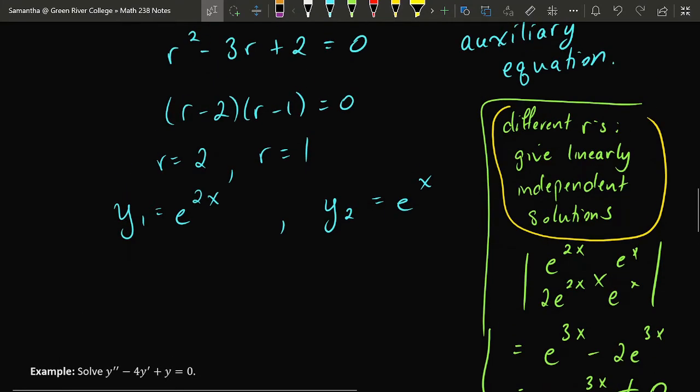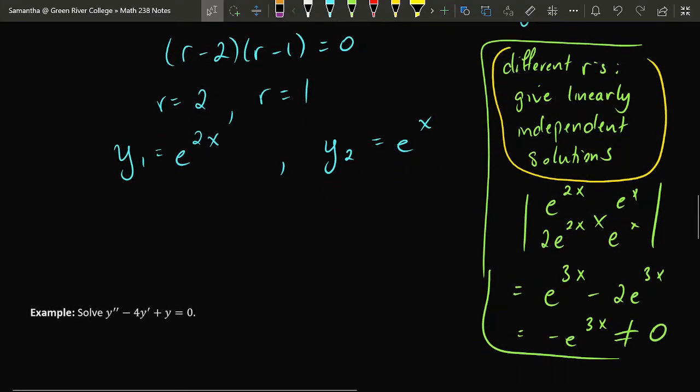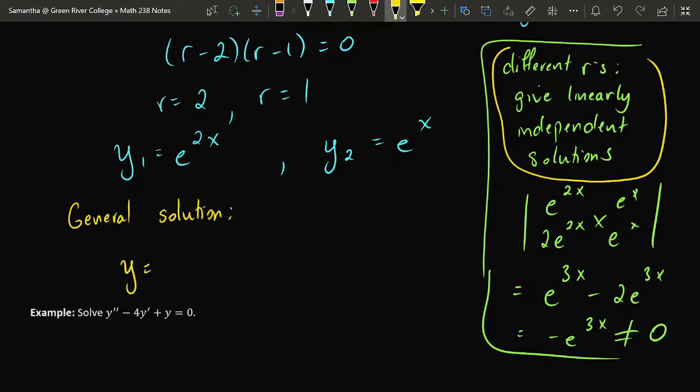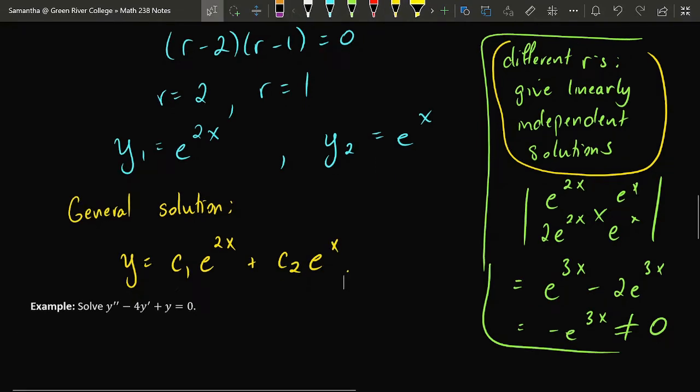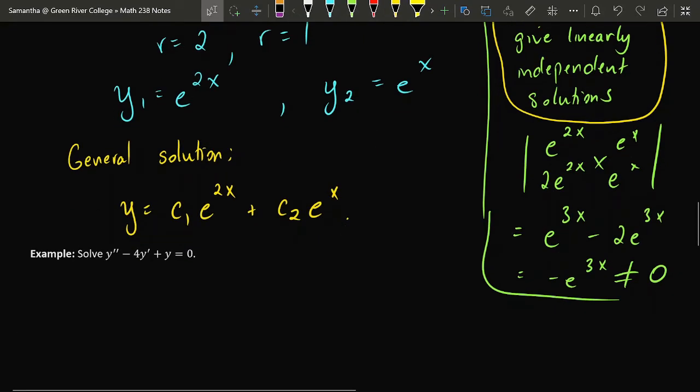So having found 2 linearly independent solutions to this second order homogeneous ODE, the general solution then must have the form y equals c1 times the first solution plus c2 times the second solution. Every solution to the ODE must be equal to something of this format.